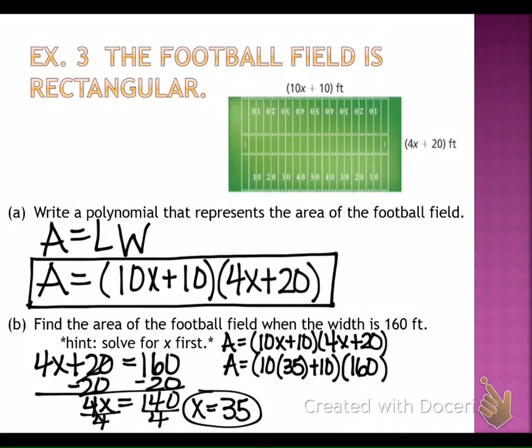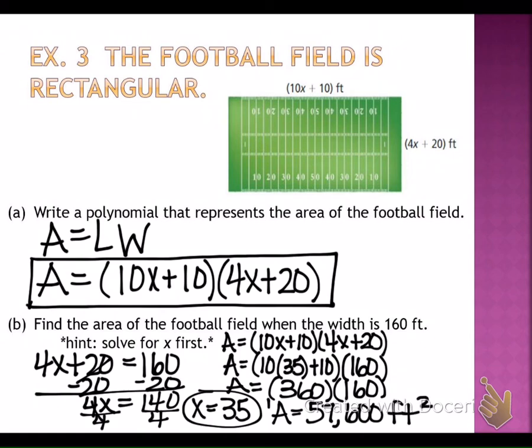Okay, so in the parentheses, we're at 10 times 35 plus 10. Well, what is 10 times 35? 350. Good. Plus 10 is 360 times 160. Now use those calculators and somebody tell me the area of this football field. 57,600. And since this is a word problem, we put our units, which will be feet squared, because anytime we find area, our units are always squared. And that's how you use polynomials and multiplying polynomials in a real life situation. And that is lesson 7.2.